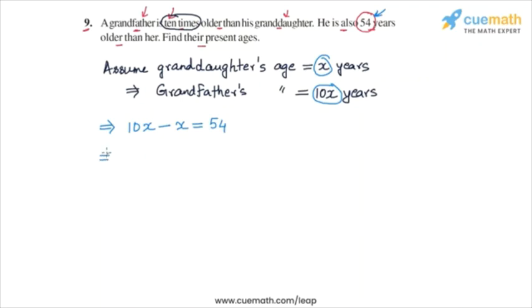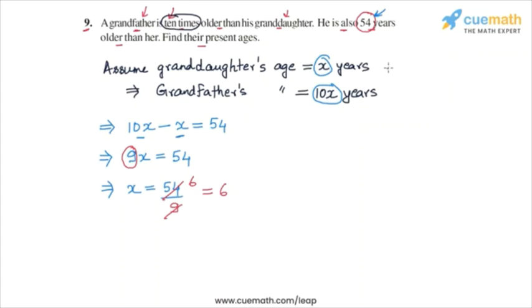And this is actually a very straightforward equation to solve. 10x minus x is equal to 9x. So we have 9x is equal to 54. And now to get rid of this 9 on the LHS, we can divide both sides of the equation by 9. So we will get x is equal to 54 divided by 9, and 54 by 9 is 6. So we will get x is equal to 6.